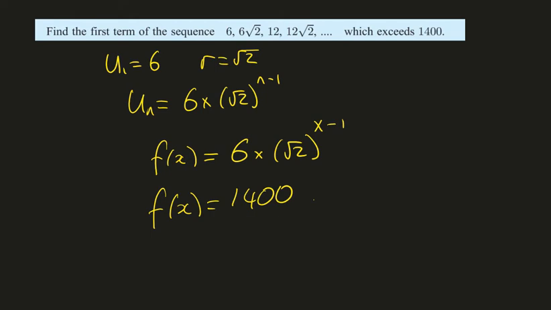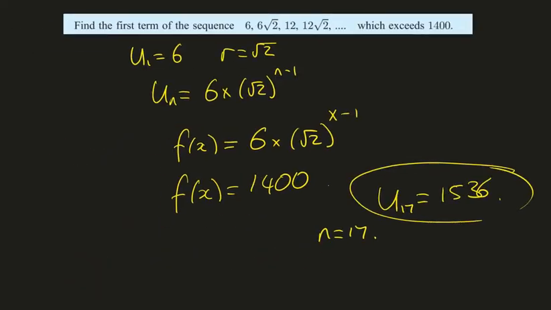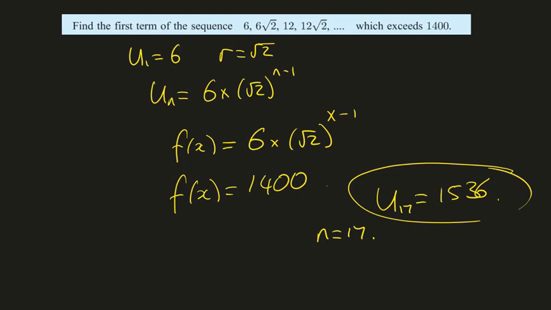So you can do it quite easily. So you look it up on your calculator, you'll end up seeing that U17, the 17th number, is 1536. So therefore, n is 17 is the number, and 1536 is the term. Okay, that's enough of those. We're now going to have a look at some applied questions.